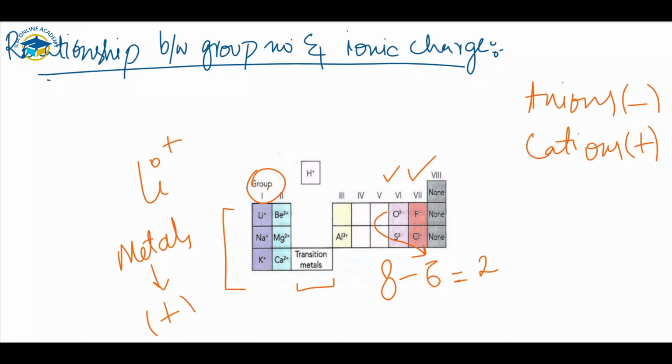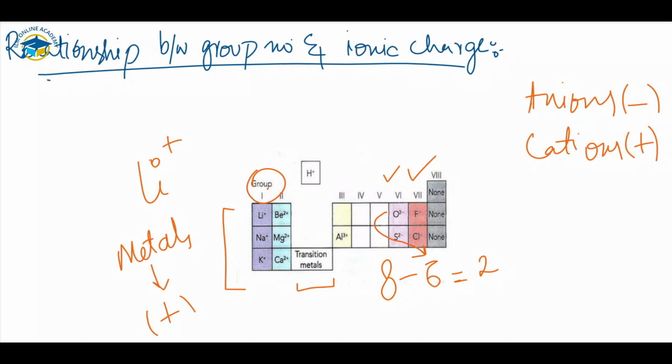The atoms of the elements in the middle of the periodic table usually form covalent rather than ionic compounds, and covalent compounds are formed by the mutual sharing of electrons. So this is how you can see here. We are done with the relationship between the group number and the ionic charge.